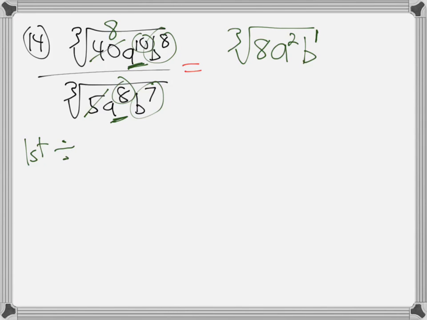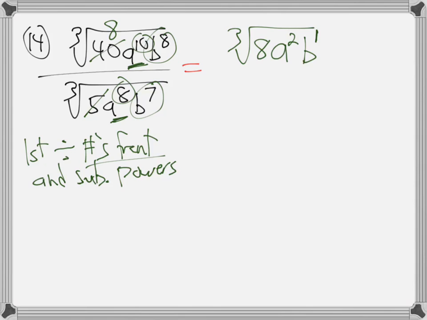I first divided. First divide the numbers, 40 divided by 5, and subtract the powers. Divide the numbers in the front and subtract the powers. Now what do we do from here? That 3 is in the hook. I don't know if maybe I'm making it too big. That 3 is in the hook.